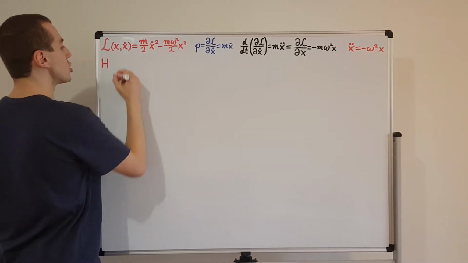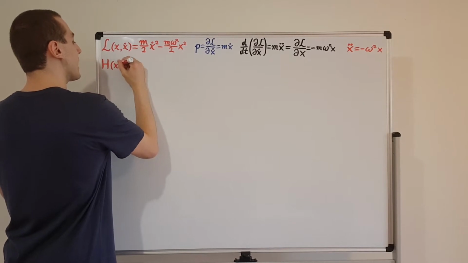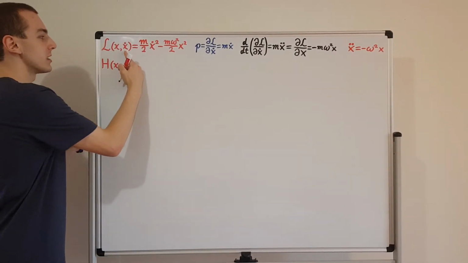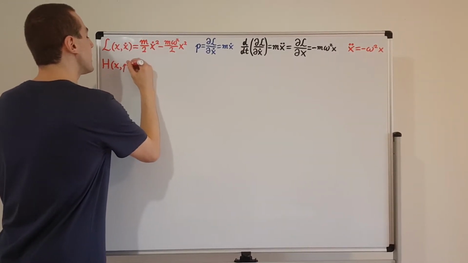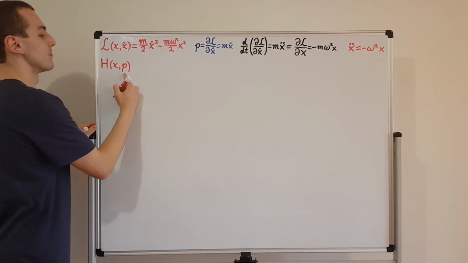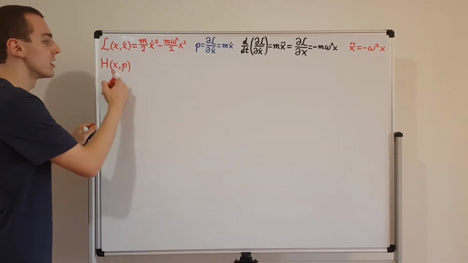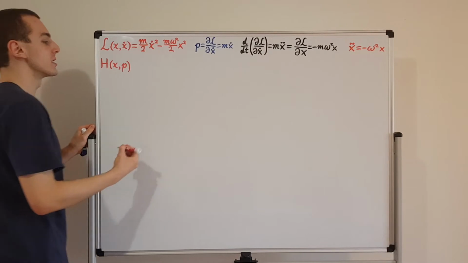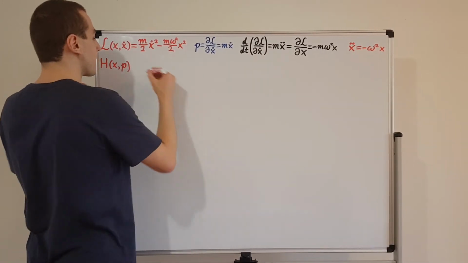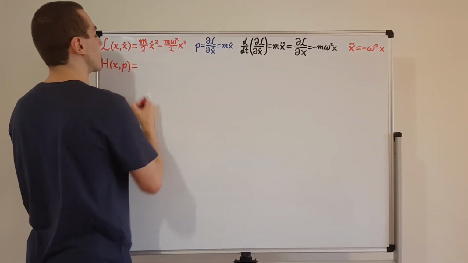So H is going to depend on x, and it's not going to depend on x dot, it's going to depend on p. We want to write this Hamiltonian in terms of the momentum, which is canonically conjugate to the position. That is the terminology that is used. Canonically conjugate, that's because we're doing a Legendre transformation.